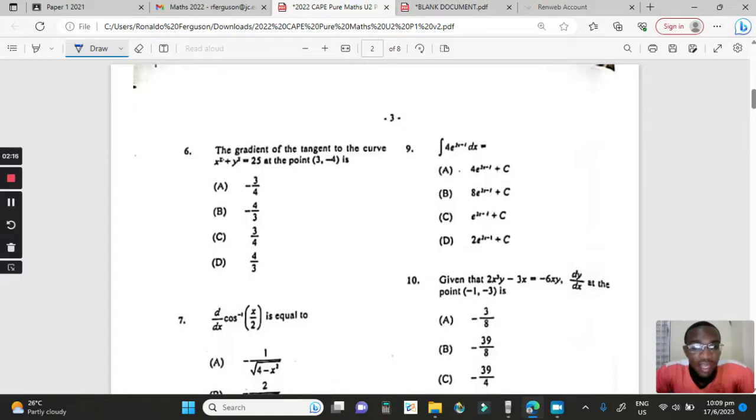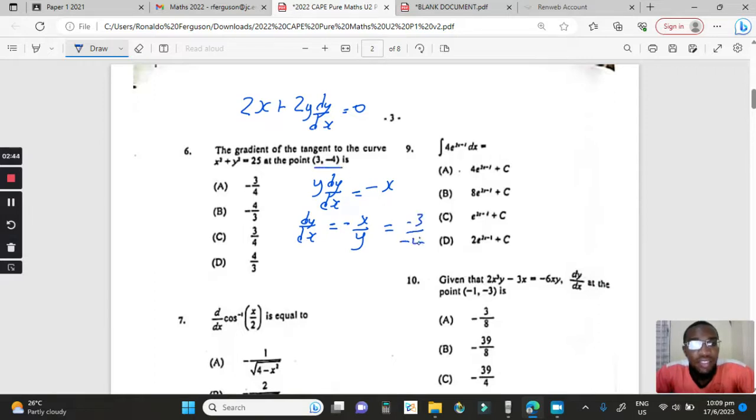So just to do it back again, this was 2x plus 2y dy dx equals 0. Divide through by 2 and then bring over. This is saying y dy by dx is equal to negative x. So dy by dx is negative x over y. X is 3, y is negative 4, so that's negative 3 over negative 4, which is positive 3 over 4. So 3 over 4 is option C.